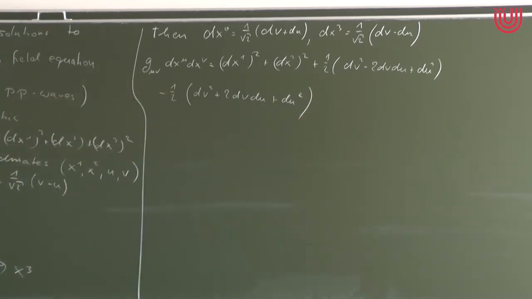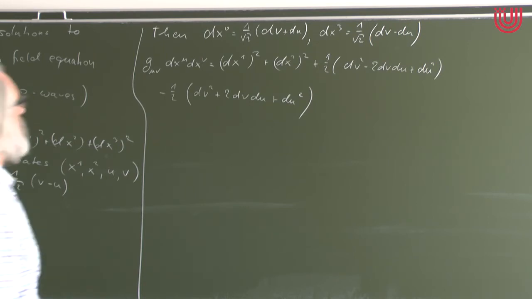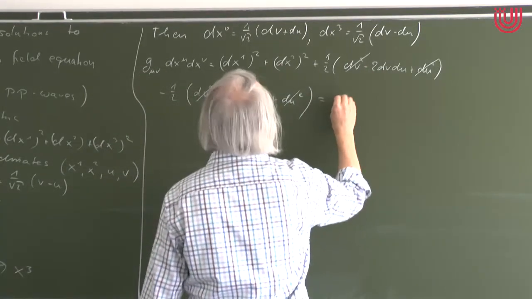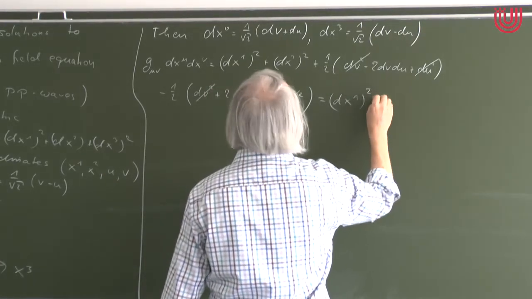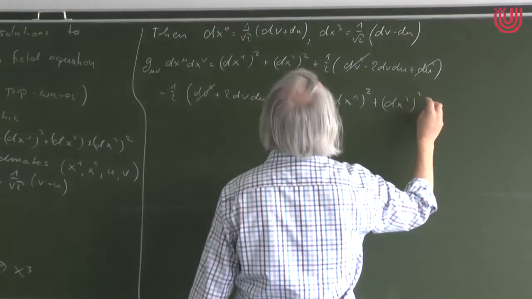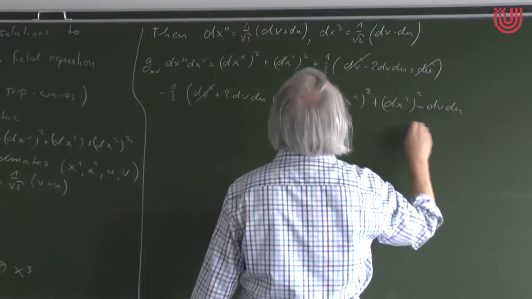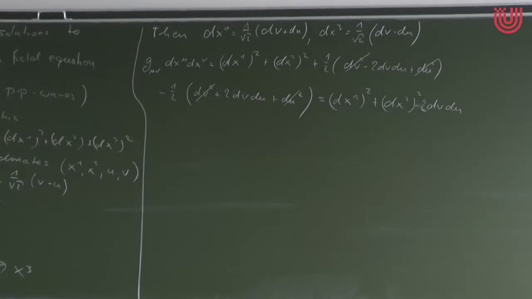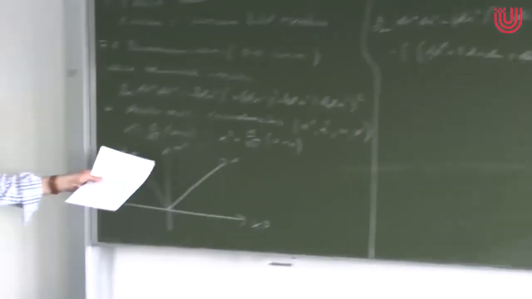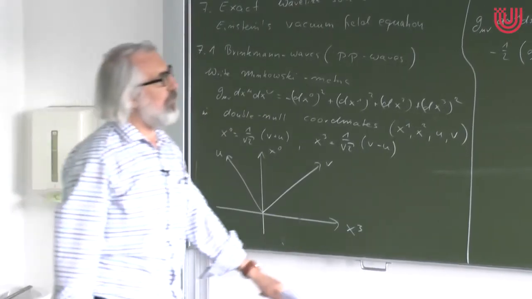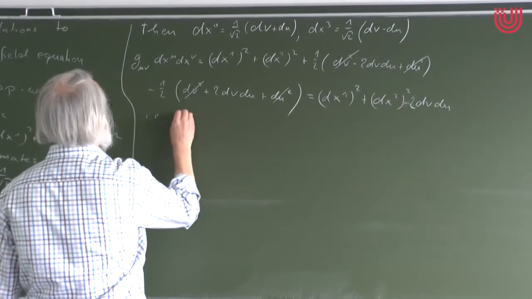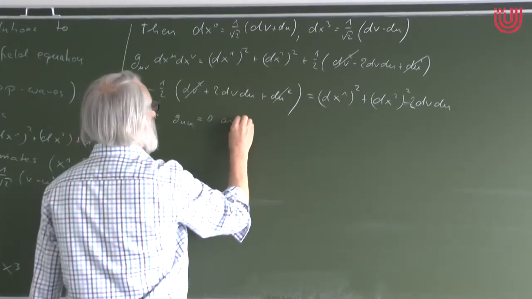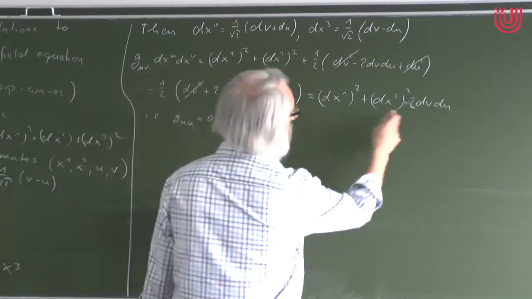And if I have inserted all signs correctly, yes, I think I have, this goes away, and this goes away. And I just end up with an expression which is actually shorter than the old one: dx1 squared plus dx2 squared minus dv du, well, it comes once, and another time it comes with a 2. So now you see, what is also clear from the picture, that v and u are indeed null coordinates. They are light-like coordinates. So we have g_uu, there's no du squared, so g_uu is 0, and g_vv is also 0, because there's no dv squared.